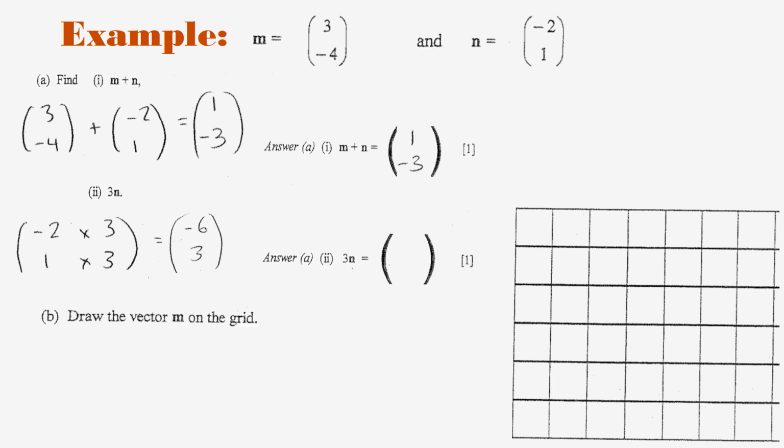Hooray, hopefully we did. Then they just want you to draw vector m on the grid, and they don't tell you where to start from. There's no starting point, so you can pick your own starting point. So just be aware for m, you're going to have to go.